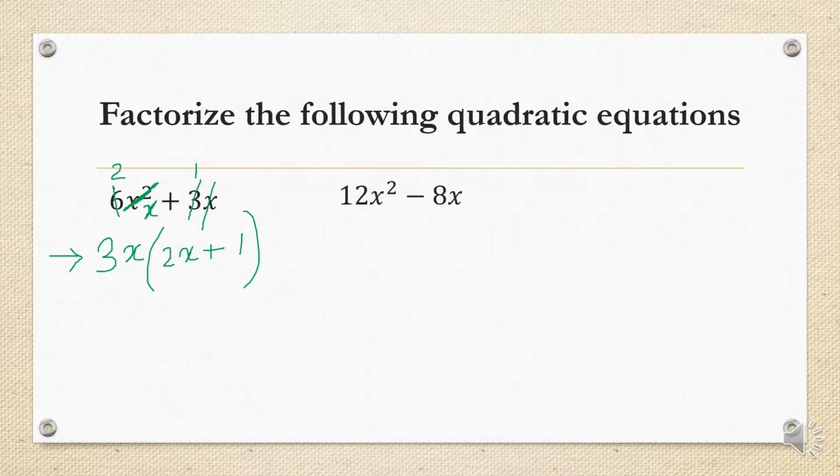Let's factorize another. I have 12x squared minus 8x. Let me factorize this. The question asks us to factorize. There's no bracket to expand. They're asking us to factorize. So I can factorize all the numbers. I can use 4 as the highest common factor that could go into 8 and 12. 4 can go into 8 2 times, and 4 can go into 12 3 times. Yes? 4 3s are 12.